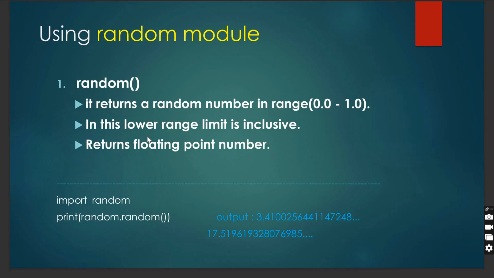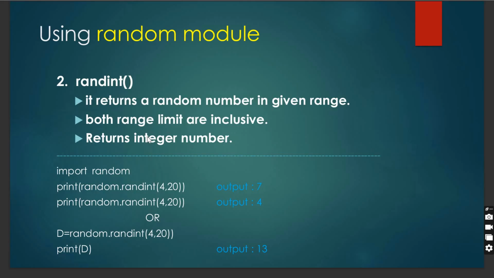The random function returns a random number. The lower range limit is inclusive, and it returns a floating point number. For example, here, import random, then random.random. It is going to generate a floating point number. If you want only integers, you can make use of randint. So from 4 to 20, some random number between 4 and 20 will be generated.